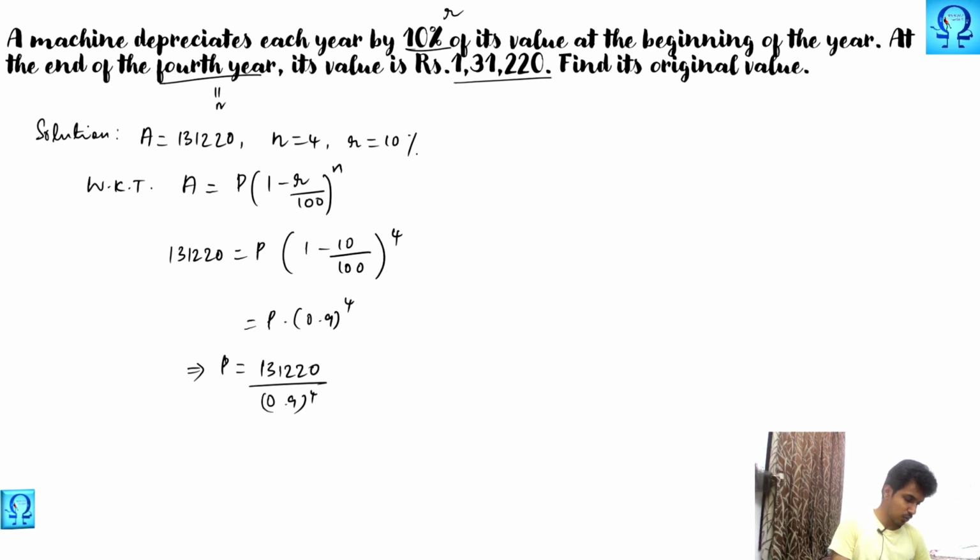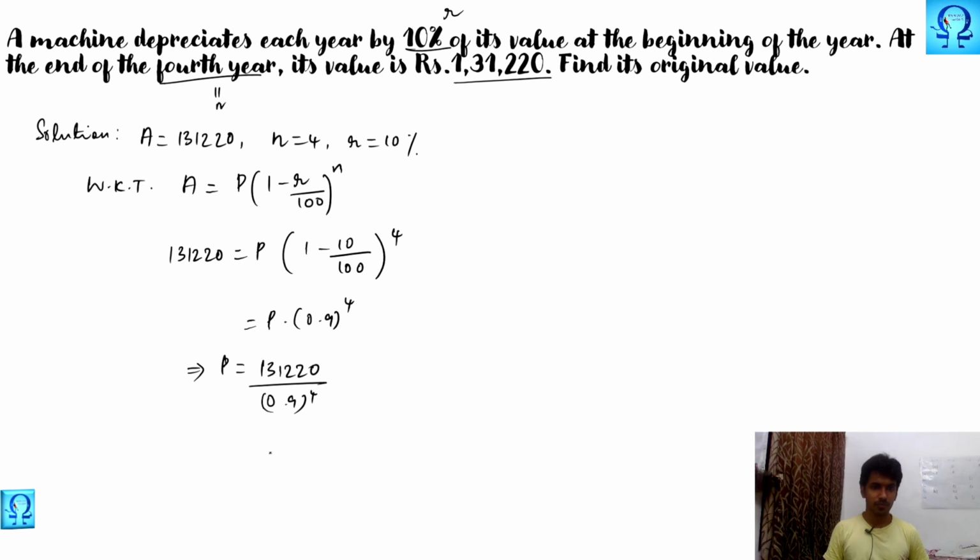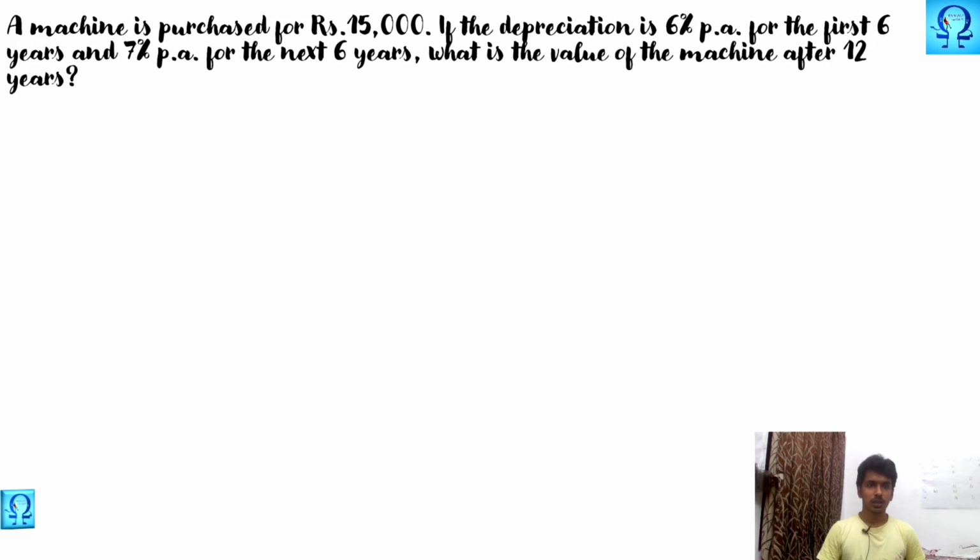So 131,220 divided by 0.9 to the power 4, and that gives me 2 lakh. So initially the machine was bought at the price of 2 lakh. Right? Let us move to the next problem.